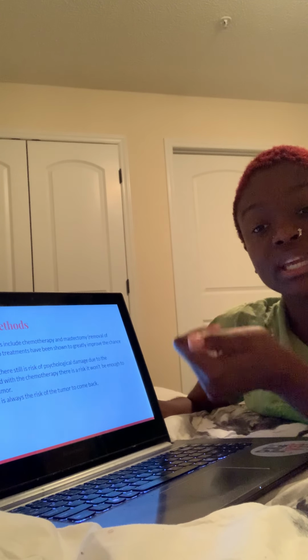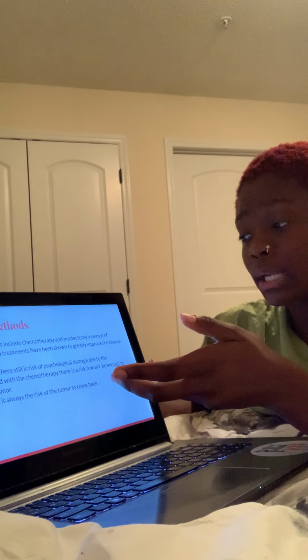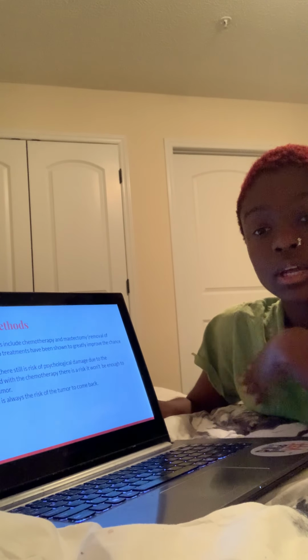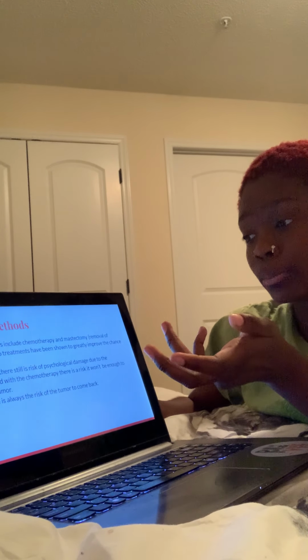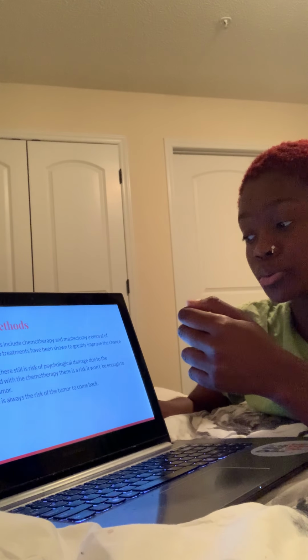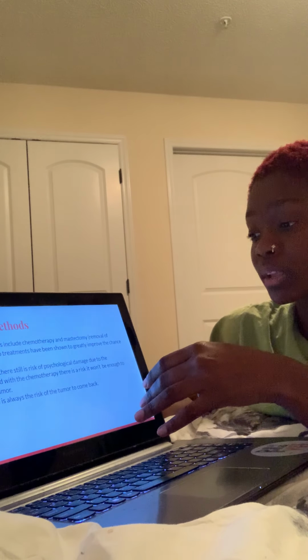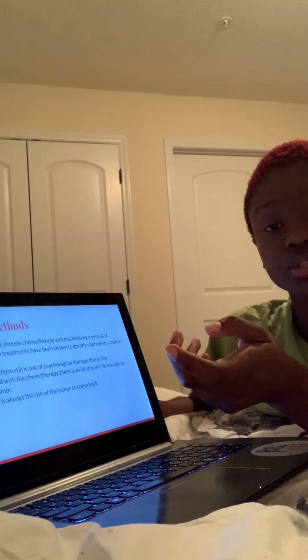A few treatment methods include chemotherapy, where they give you chemo into your body, and a mastectomy, which is the removal of your breast. These treatments have been shown to greatly improve the chance of survival. Yet despite this, there are psychological damages, and there's always a risk that the tumor can come back.